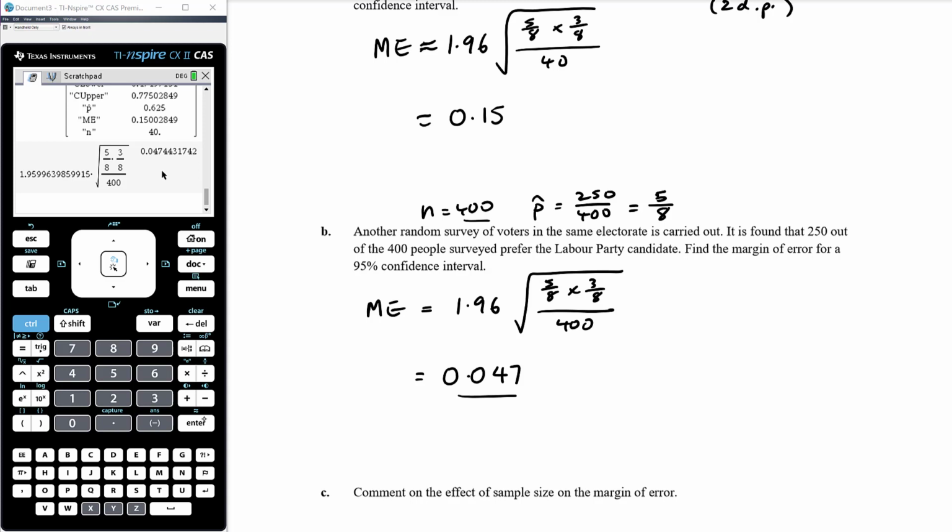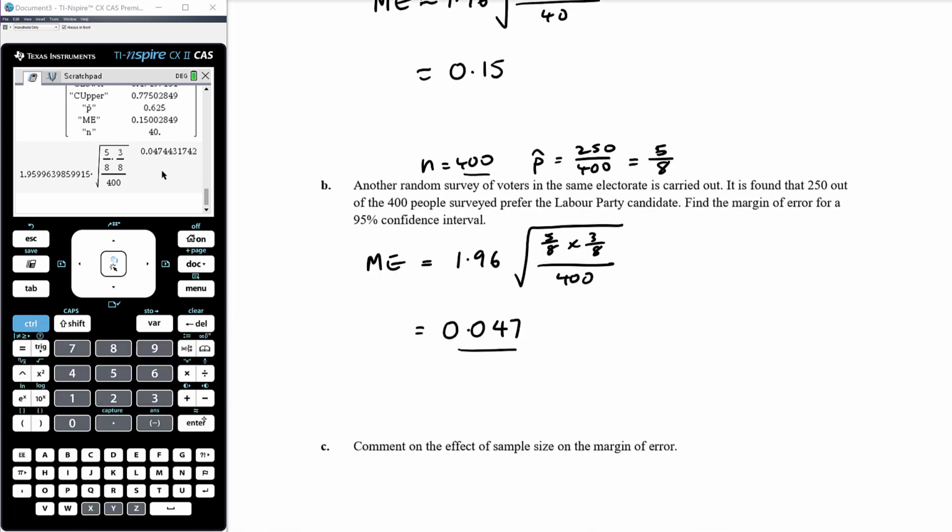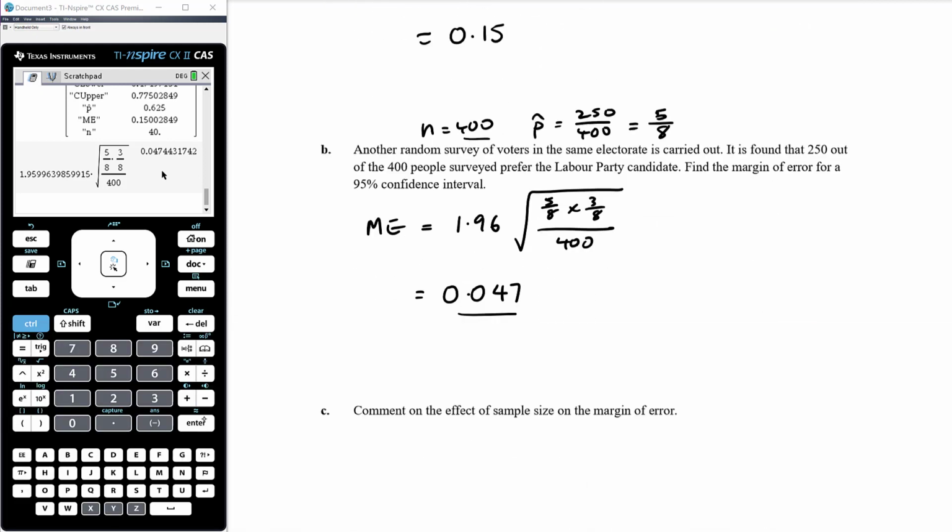And the margin of error is about defining the width of your confidence interval. So hence the width of the confidence interval is going to be smaller. The larger the sample size, the more accurate your confidence interval will be able to be. And so that's the key too. Bigger the sample size, smaller the margin of error, hence narrower the confidence interval.